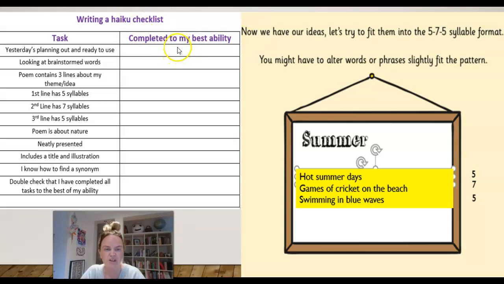I can't put a tick on there. I don't know how. I'll have to ask Ms Hunter. Next, looking at the brainstormed words. Yes, we read the words that we brainstormed yesterday again.